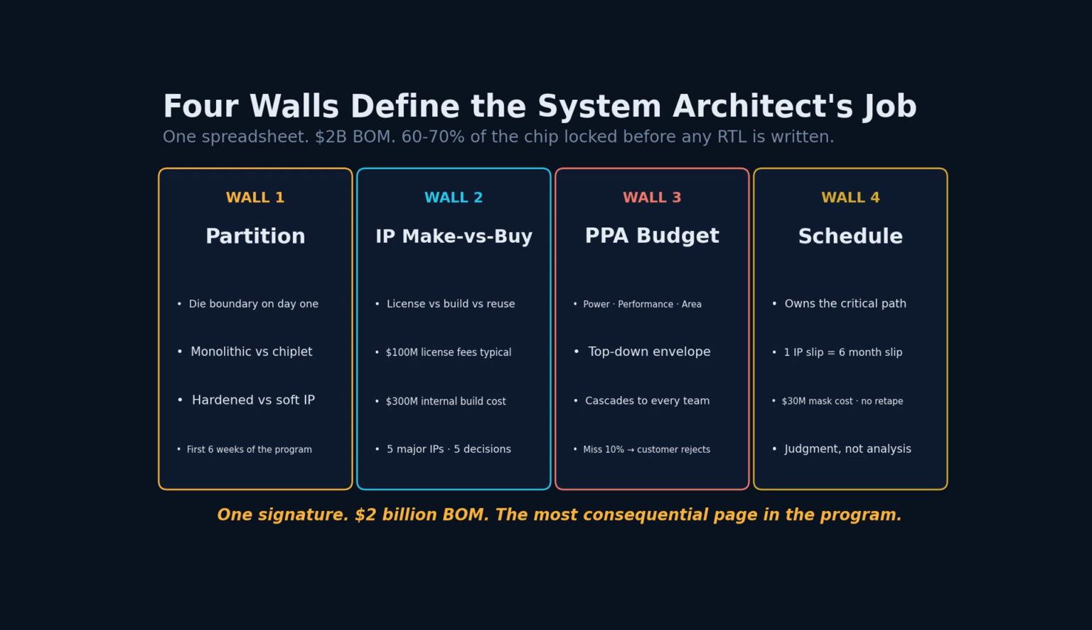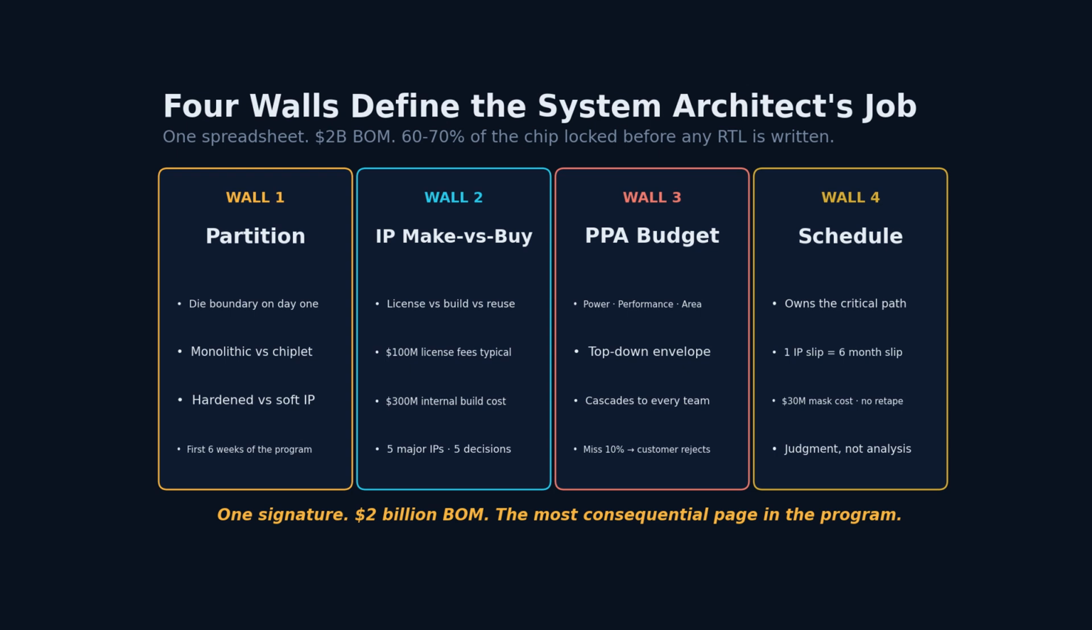Wall 4 is schedule. The architect owns the critical path. One IP slip cascades through synthesis, verification, place and route, and tape out. A 6-month slip on one IP is a 6-month slip for the whole program. Walk through those 4 walls and you understand why this role decides everything.